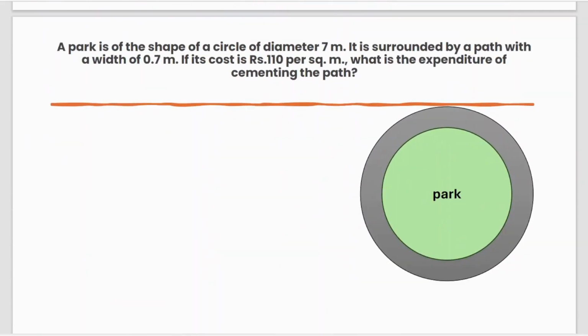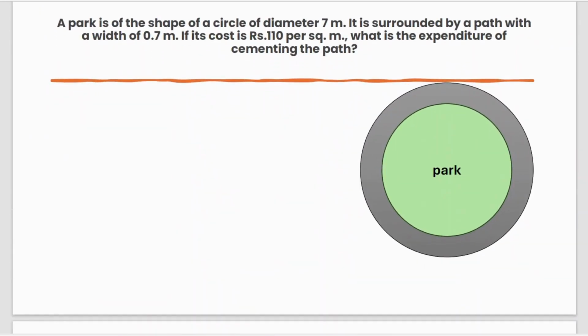Next, a park is of the shape of a circle of diameter 7 meter. It is surrounded by a path with a width of 0.7 meter. If the cost is rupees 110 per meter square, what is the expenditure of cementing the path? That means we have to first find the area of this shaded portion.